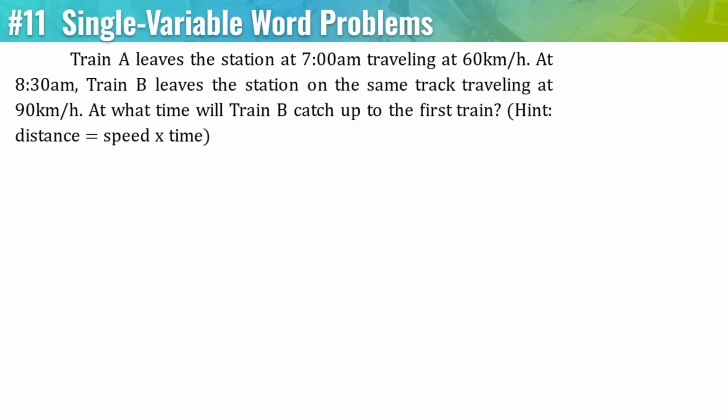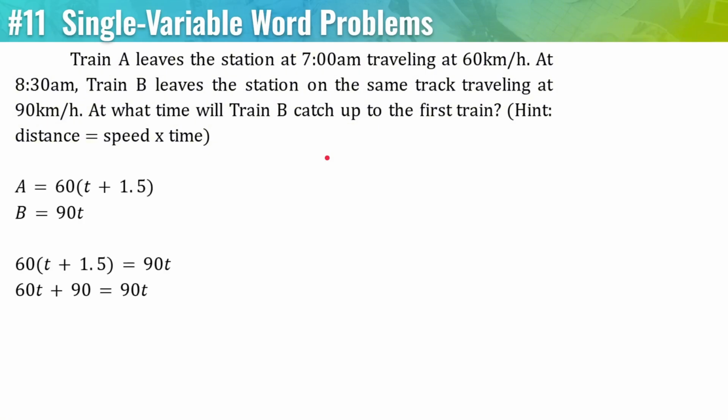So for number 11, we have train problems. Train A leaves the station at 7 a.m., traveling at 60 kilometers an hour. At 8:30 a.m., Train B leaves the station on the same track, traveling at 90 kilometers per hour. At what time will Train B catch up to the first train? So this is similar to our previous one, except now we're using time instead of hours. So for Train A, it travels at 60 kilometers per hour, and it left 1.5 hours before Train B.